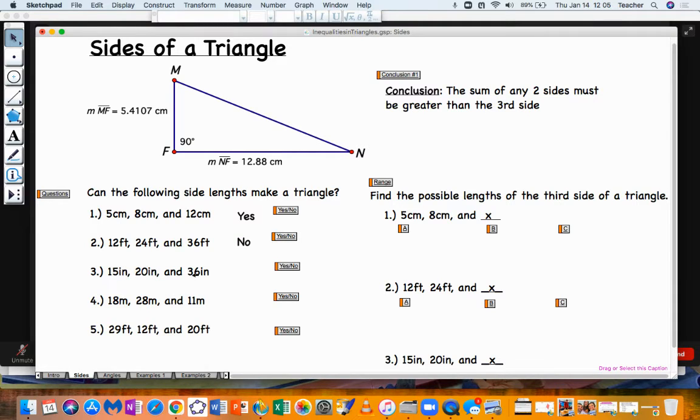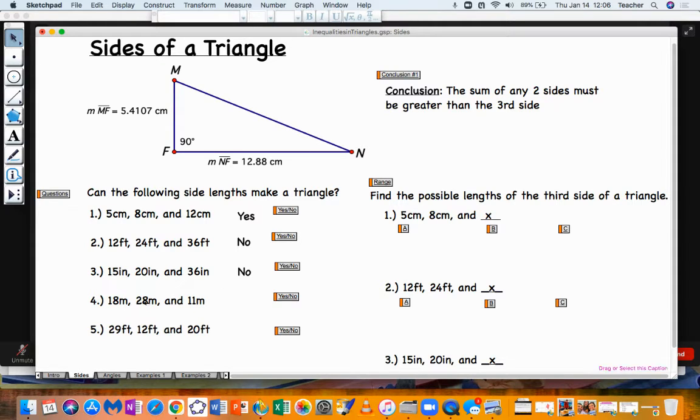Then I have number 3. I have 15, 20, and 36. 15 and 20 are the smallest. 15 and 20 is 35. That is smaller than 36, so that would be a no. That sum would have to be bigger than the third side.